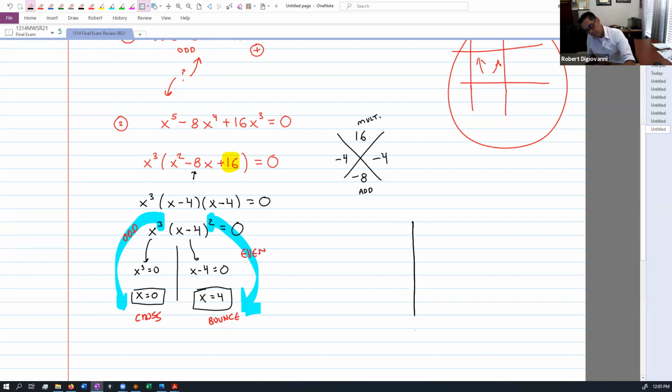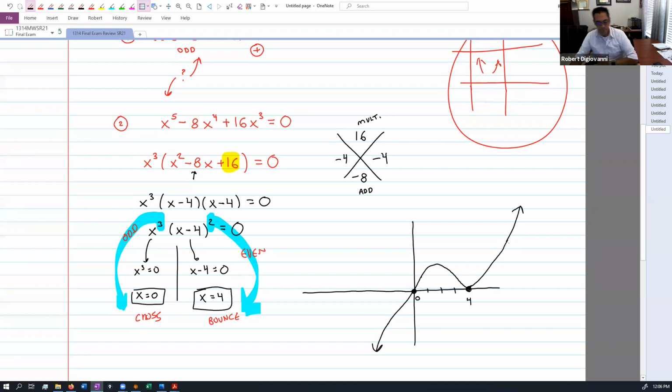Picture time. Start with the X-intercepts, which are at 0 and 4. I know that my left side has to go down and my right side has to go up. When I get to 0, I'm going to need to cross through. And then when I get to 4, I need to bounce. So I'm going to go up, cross through, come back down, bounce, and go back up and connect that. That's what I'm looking for there.